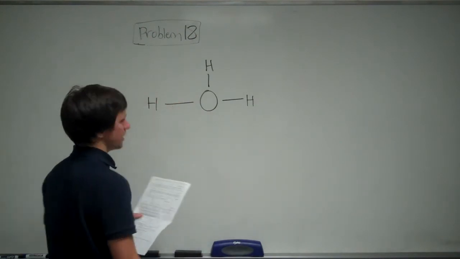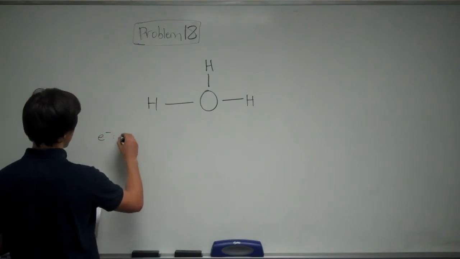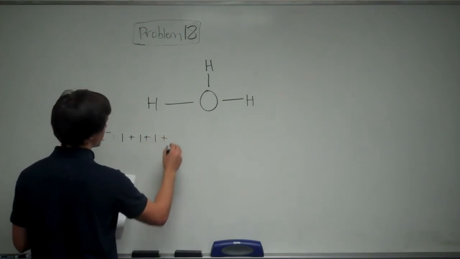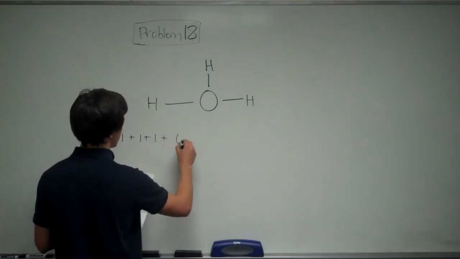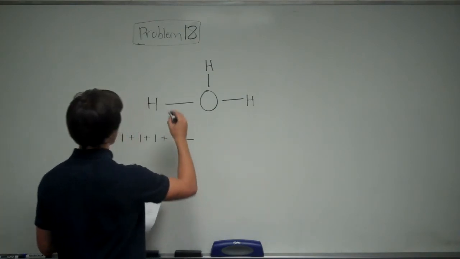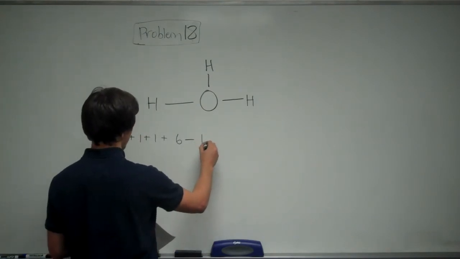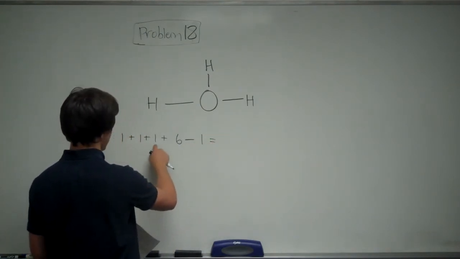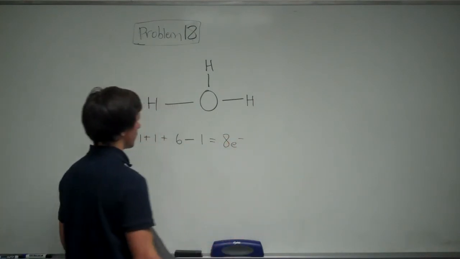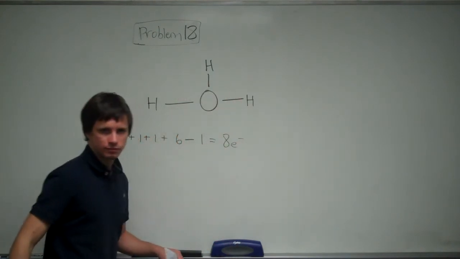So let's count up how many electrons we need to use, okay? Well, we have three hydrogens, which is basically 1 plus 1 plus 1, plus an oxygen, that gives us 6, and then minus 1, because the H3O ion has a plus charge. So we have 8 electrons to use. So far I've used 2, 4, 6.